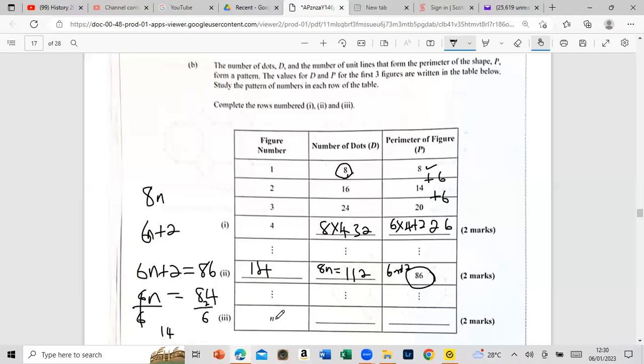And see, they want to ask for the formula now. So this is 8n. And these are 2 more marks. And this one is 6n plus 2. I think I should do this in a separate video, as a lot of people struggle with these. So we have to fix it, guys. You have to fix it.